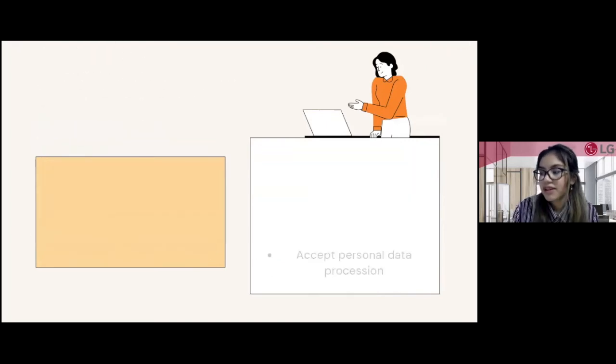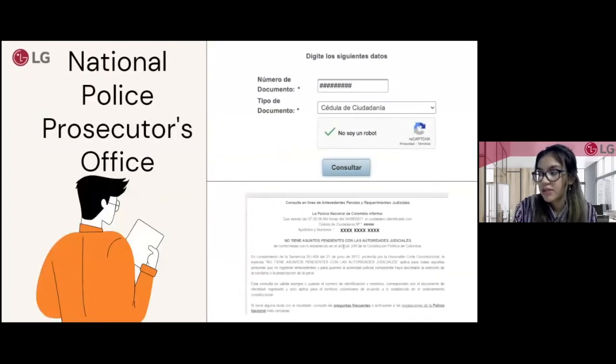Then, we have here the example. You just type the ID number and certify that you're not a robot, and therefore the certification is going to be generated automatically in the system, okay?